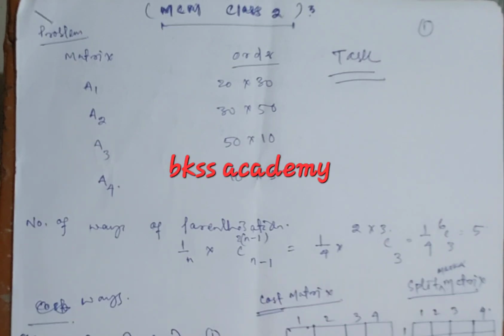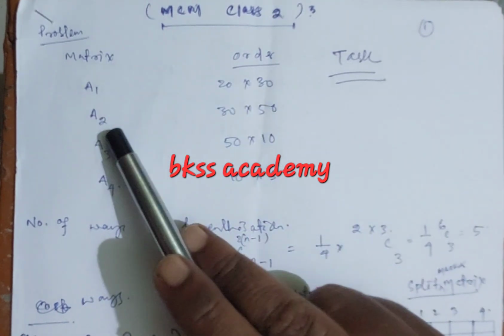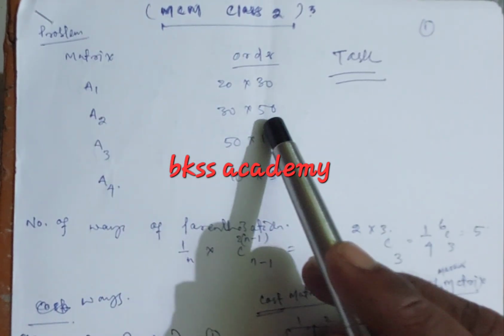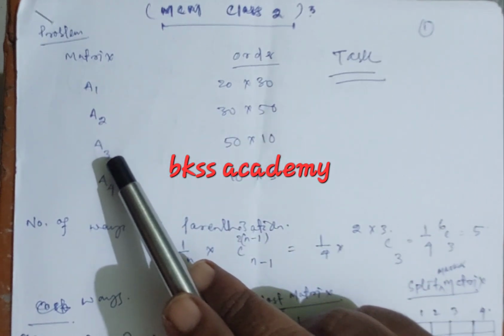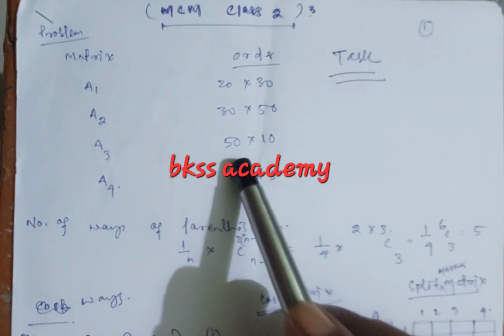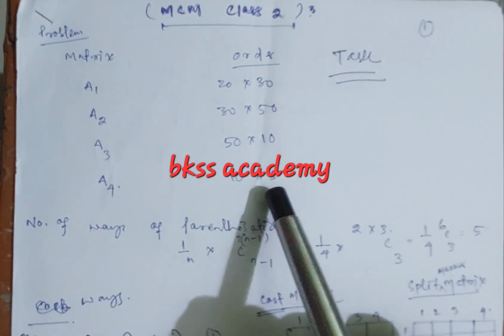Now we will discuss an example of matrix multiplication. Suppose A1 is the matrix with order 20 into 30, A2 is the matrix with order 30 into 50, A3 is of order 50 into 10, and A4 is of order 10 into 5.